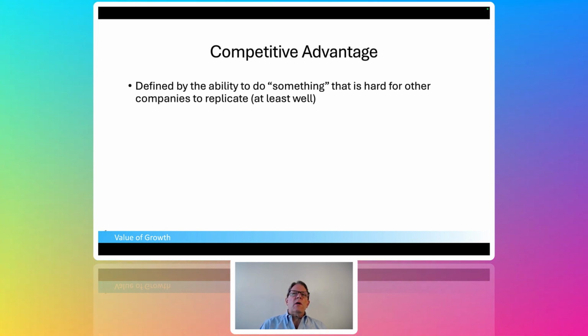All right, so let me walk through a couple of definitional statements, and then we'll build from there, and then we'll come back in the next video and flesh some of this out. All right. Competitive advantage is defined by the ability to do something, in quotes, that is hard for other companies to replicate, at least well, right? They have to be able to do the same thing you do. That's kind of the base definition, if you will. Be able to do something that other companies can't do. And of course, we'll flesh that out.